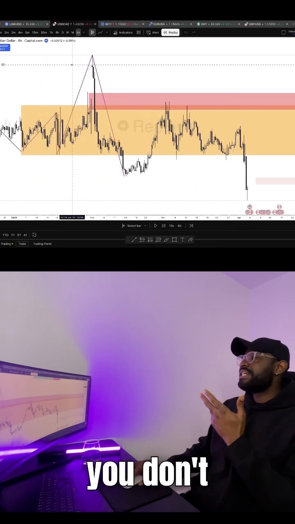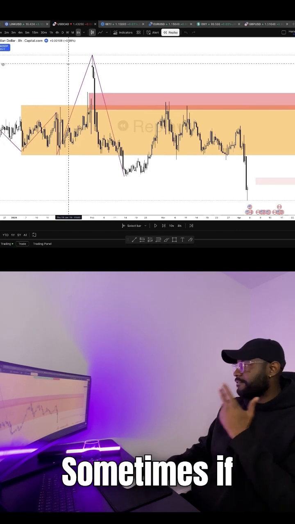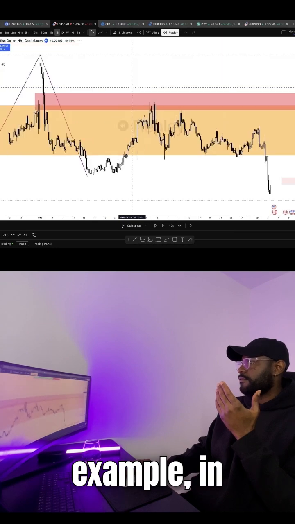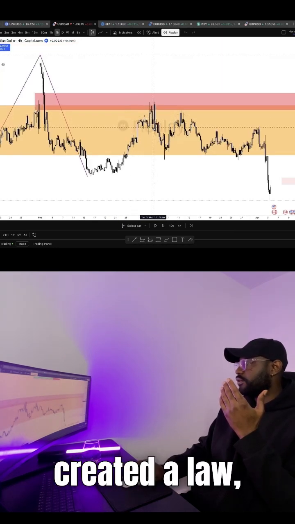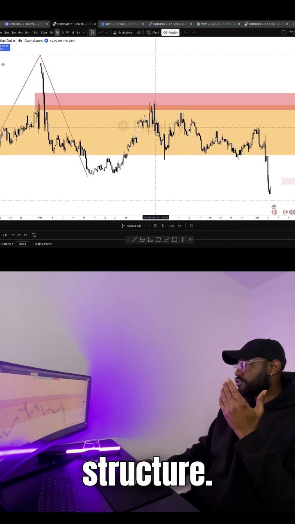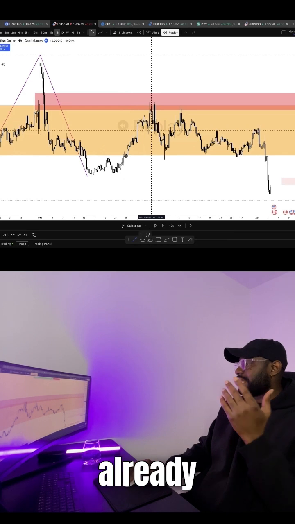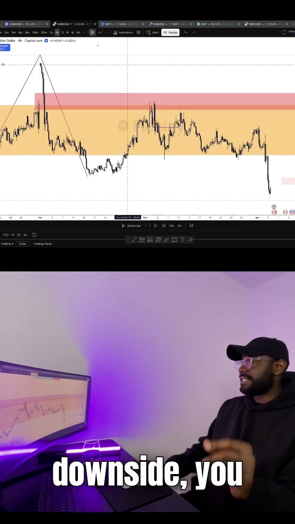Now, you don't always have to do the three time frames to the left. Sometimes, if you're skeptical, wait for a higher time frame to break. For example, in this case, you can see that price came here and it created a low, created a high, broke structure. This is a 4 hour break of structure. So the market is already showing you intent that it really wants to go to the downside.